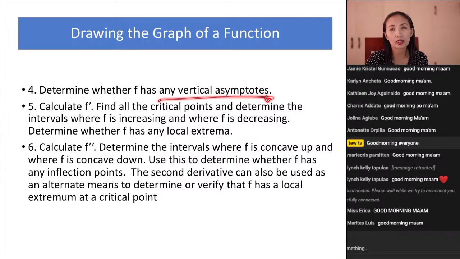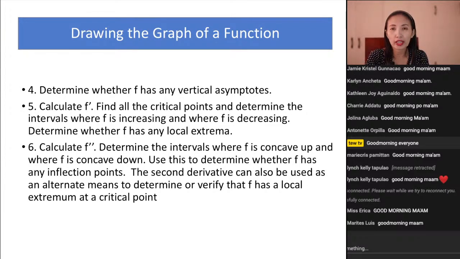Number 5, calculate f prime to identify the critical points, and then the intervals at which the function is increasing or decreasing. Remember, the first derivative test says if f prime of x is greater than 0, the function is increasing, because the slope of the tangent line is positive. But if f prime of x is less than 0, or negative, the function is decreasing.